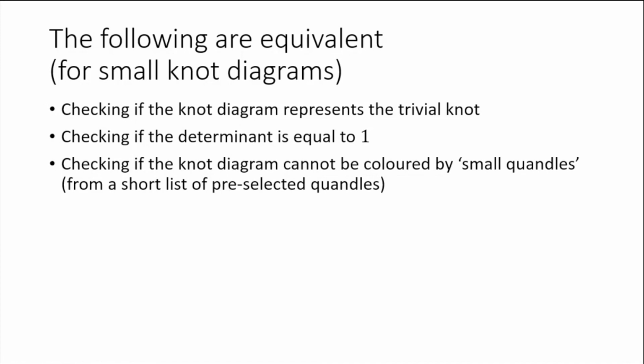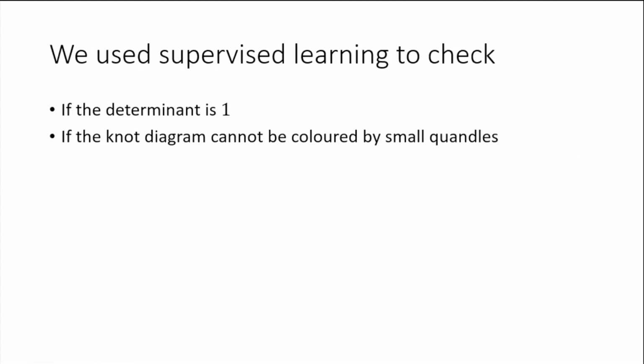So this is supervised learning. We take a knot diagram, we tell the computer whether the determinant of it is 1 or not 1. On the other hand, we tell the computer whether it can be colored by one of these quandles or not. And we want the agent to learn to distinguish between trivial knots and not trivial knots. Right, so this is what I have just said.